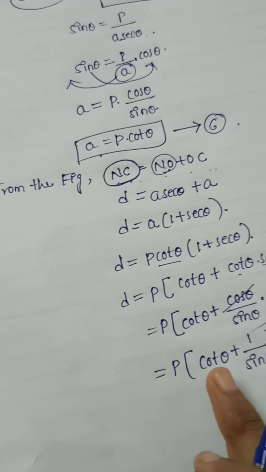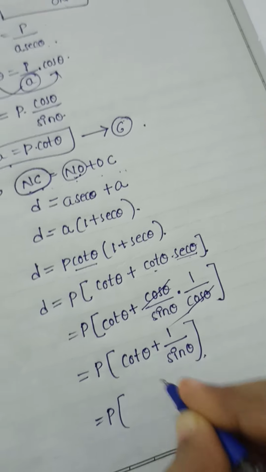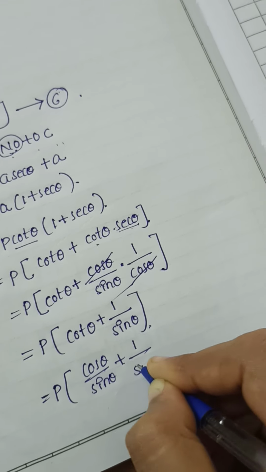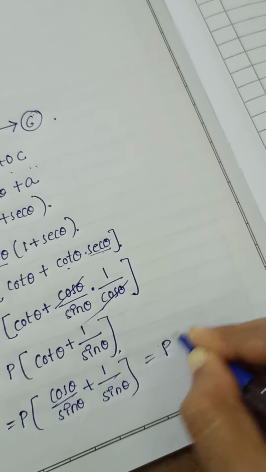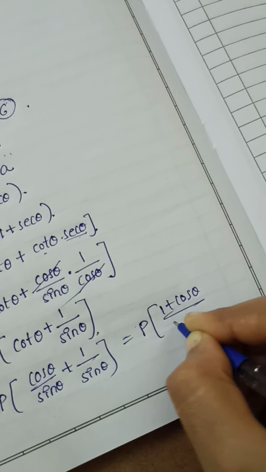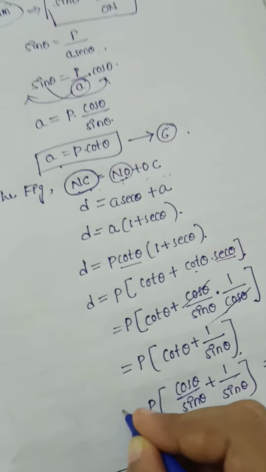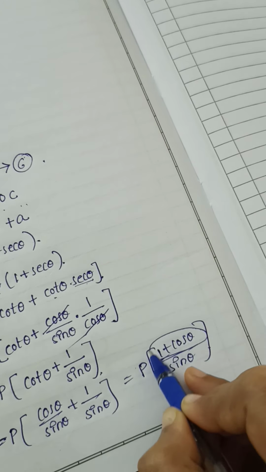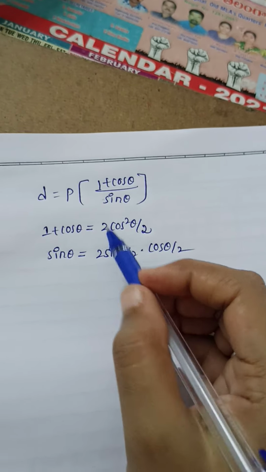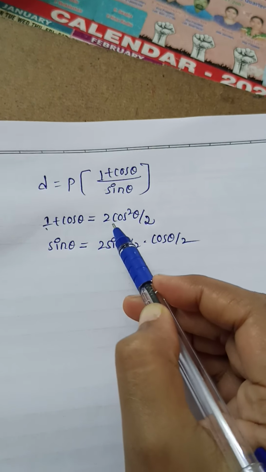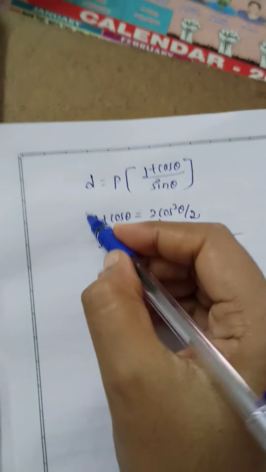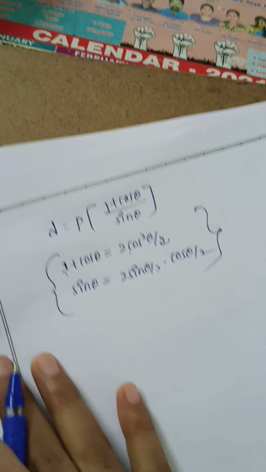Now again change the cot theta value, that is cos theta by sin theta, plus 1 by sin theta. Simplify this equation: it is P into 1 plus cos theta by sin theta. This value is D. Now substitute the formulas for 1 plus cos theta and sin theta in this equation. We already have the formulas: 1 plus cos theta is 2 cos square theta by 2, and sin theta is 2 sin theta by 2 cos theta by 2. You have to remember these formulas, otherwise you won't get the derivation.